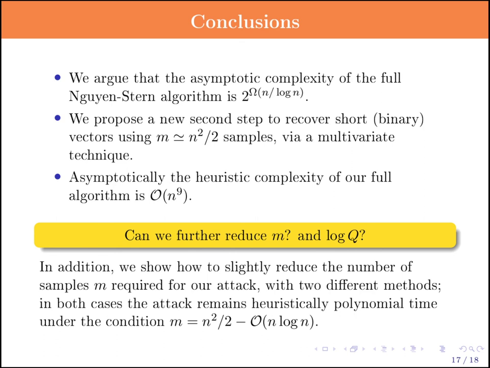Well, the main open questions are if it is possible to further reduce the number of samples and the size of the modulus. Well, in the full version of the paper, we provide two methods to slightly reduce m. However, in both cases, we still need a quadratic number of samples to have a polynomial running time.